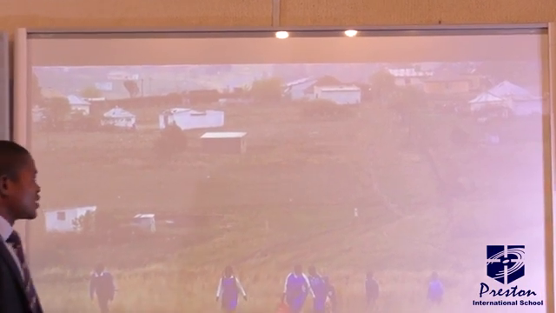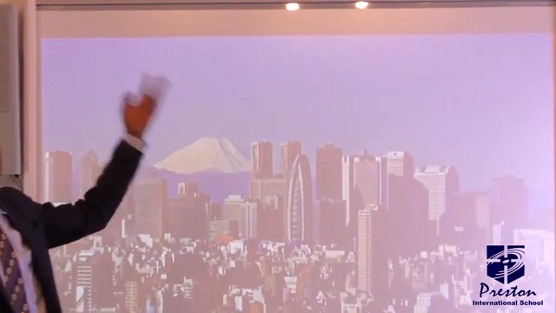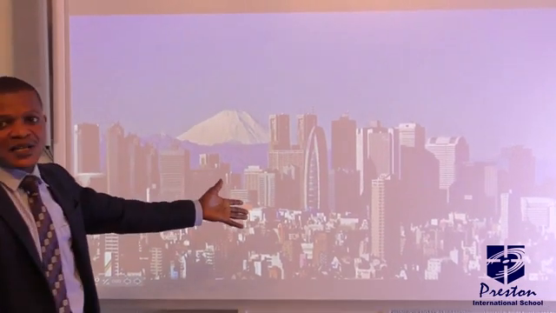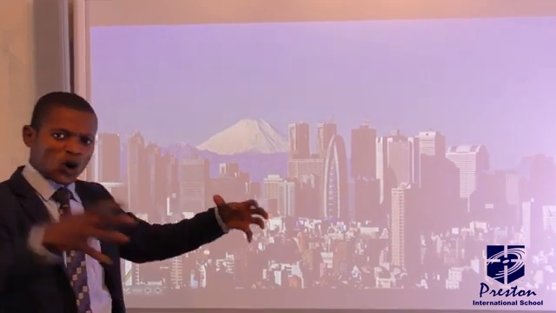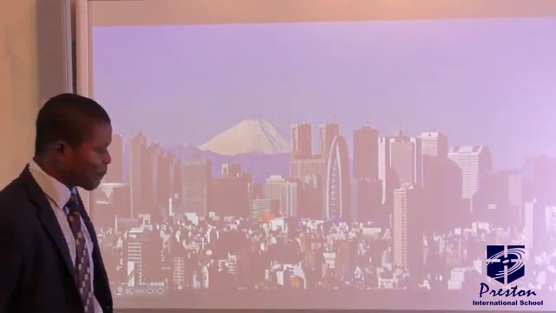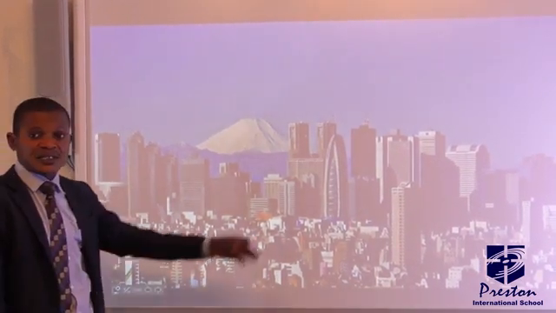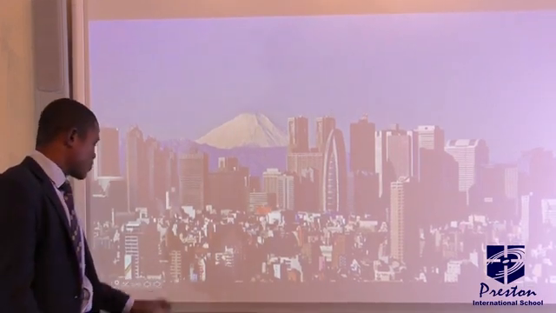Let's look at the next one. Look at the high-rise buildings. Here is a typical example of an urban settlement. You can see the buildings are congested, clustered at a particular point. This is an example of an urban settlement.